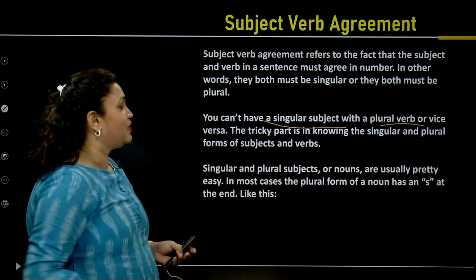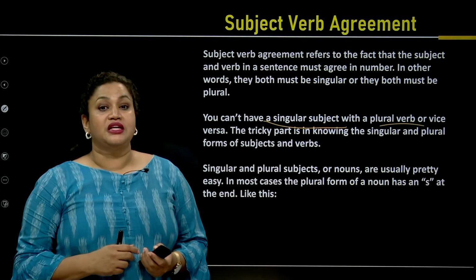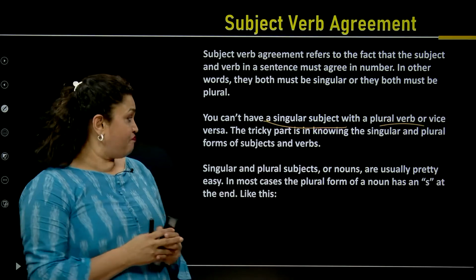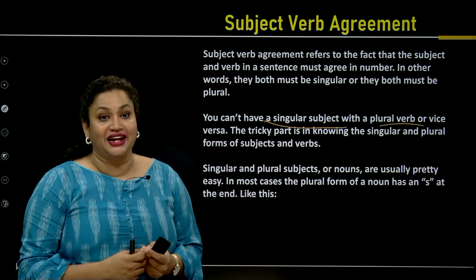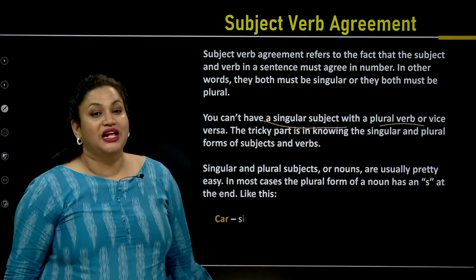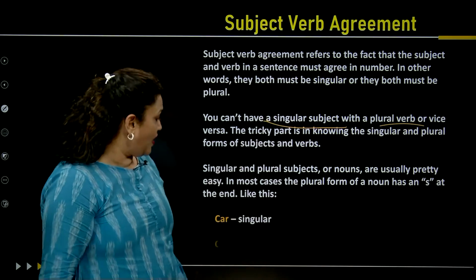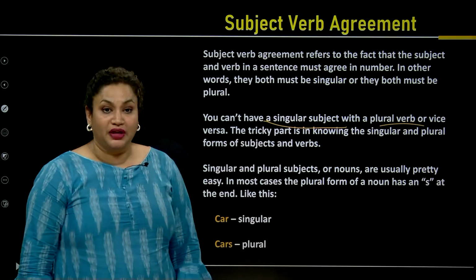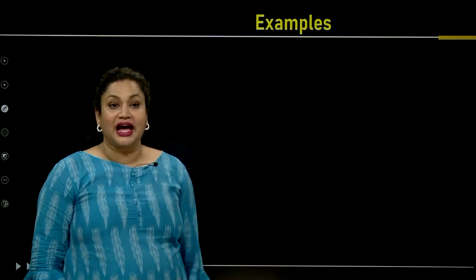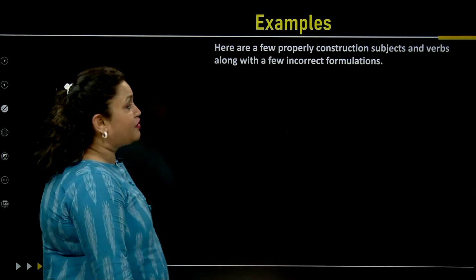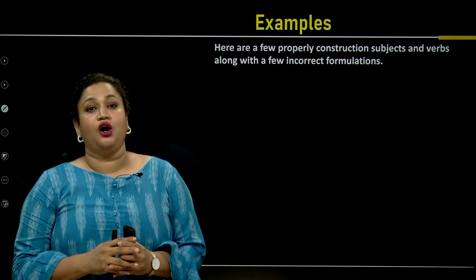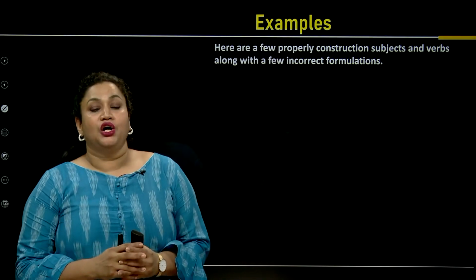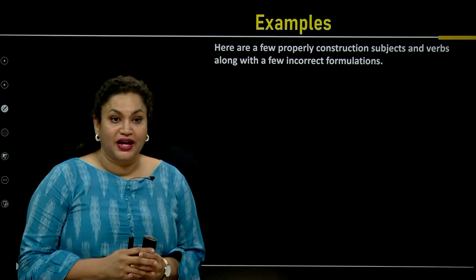So singular and plural subjects or nouns are usually pretty easy. In most cases, the plural form of a noun has an s at the end. So let's see what it looks like. This is the singular one, and this is the plural one. So therefore, the example says, here are a few proper constructions of subjects and verbs along with a few incorrect formulations. So let's have a look at it.